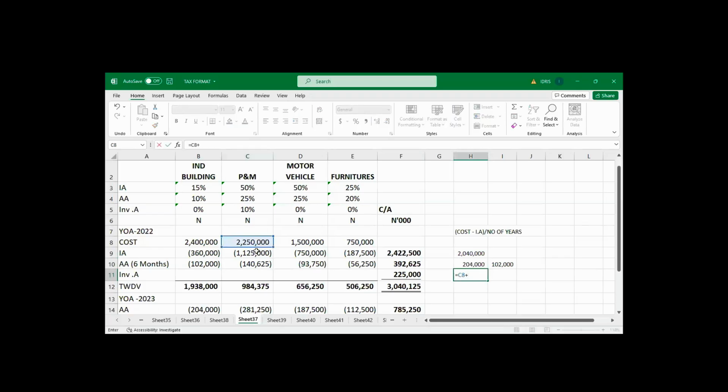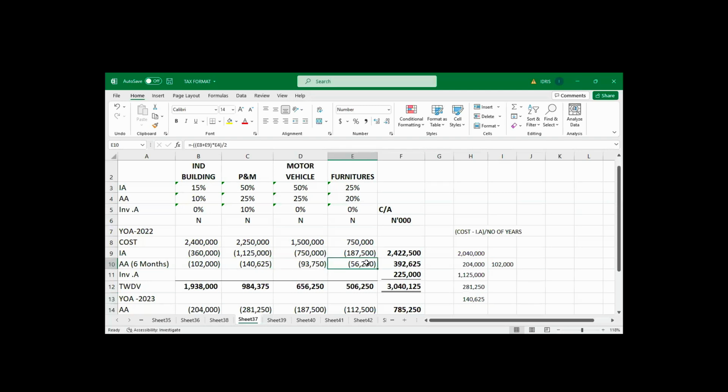1,125,000, I will now divide by 4, like we said. It gives us 281,250. That means this is the annual allowance for a whole year. For me to get annual allowance for 6 months, times 6 divided by 12, that will be 140,625. The same thing applies to motor vehicle.